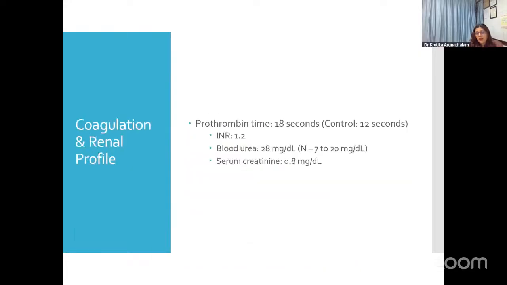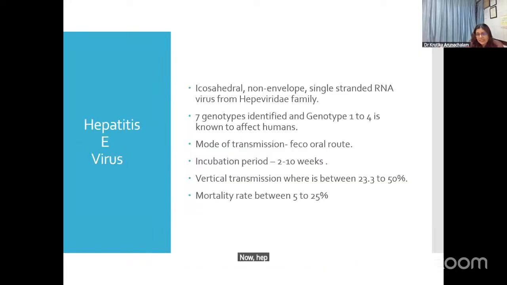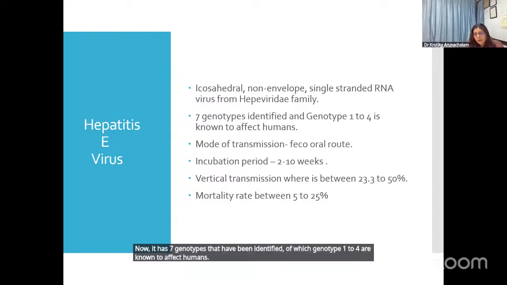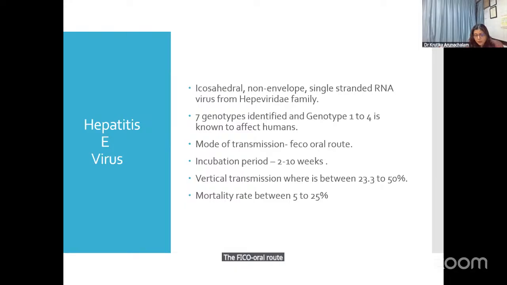Now, hepatitis E is a non-enveloped single-stranded RNA virus from the Hepeviridae family. It has 7 genotypes that have been identified, of which genotypes 1 to 4 are known to affect humans. The fecal-oral route of transmission is known. It has an incubation period of 2 to 10 weeks, and vertical transmission is between 23 to 50% with a mortality of 5 to 25%.